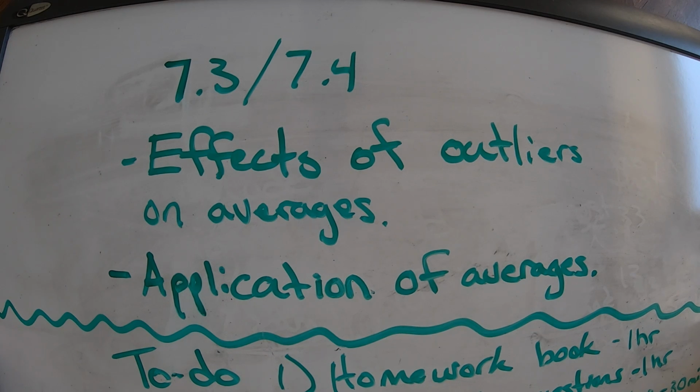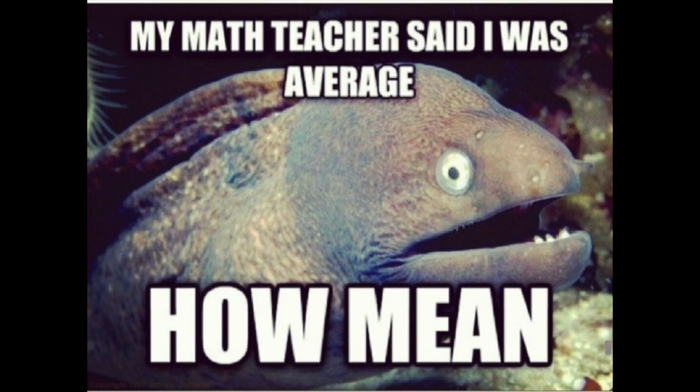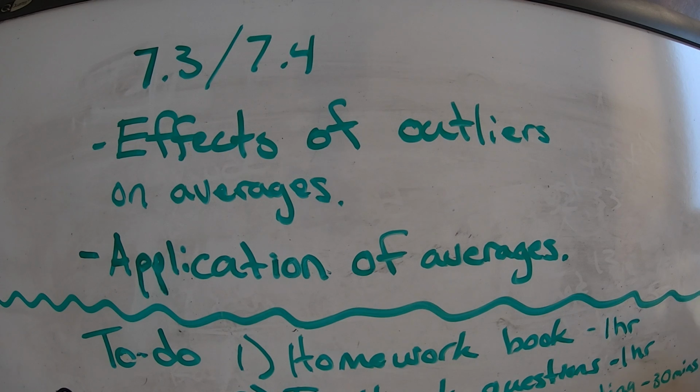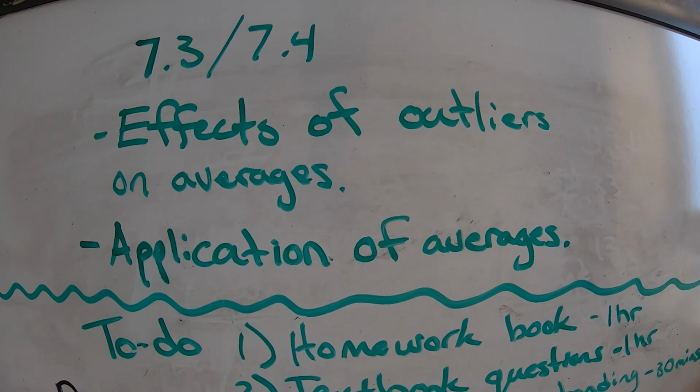So this week we're going to be looking at the effects of outliers on averages, and we'll go into a little bit more detail about what an outlier is specifically. We're going to be talking about the applications of averages. So when do you choose to use mean versus mode versus median? Because there's certain circumstances where you want to use one over the other ones.